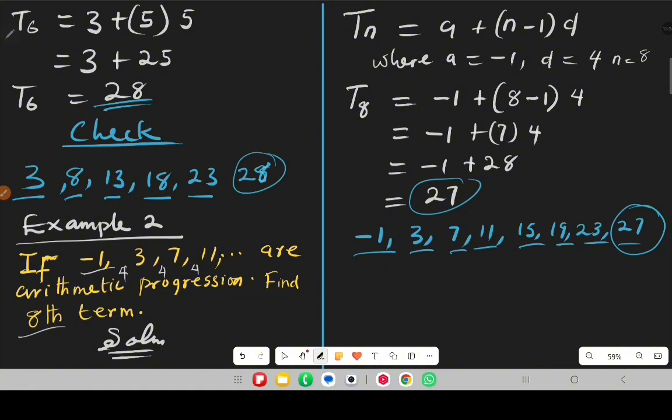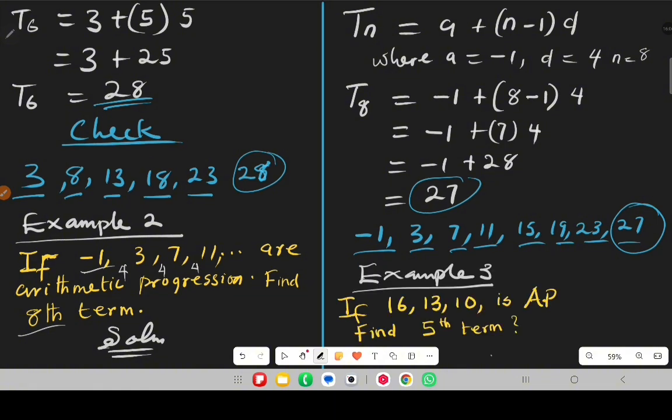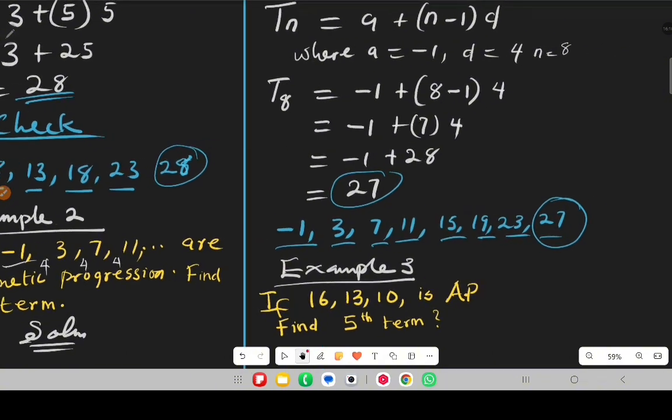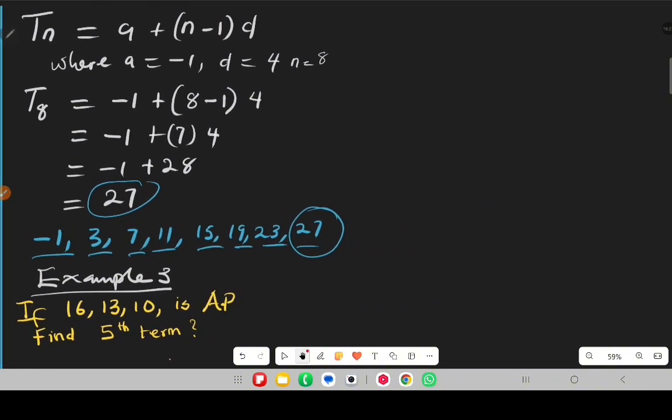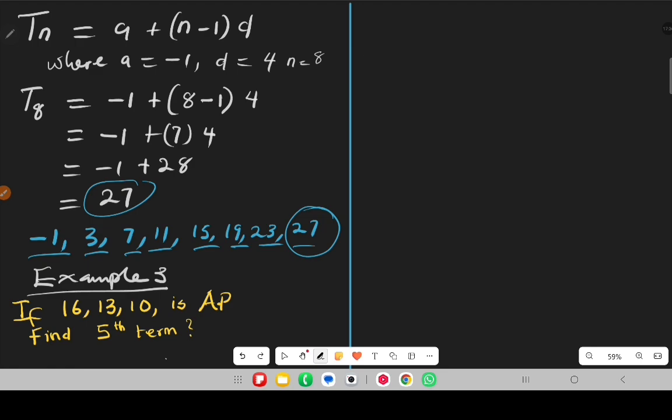Now let's move to example 3. Example 3 reads: if 16, 13, 10 is an AP, which is arithmetic progression, find the fifth term. Now we move further. In this example, we have a decreasing sequence. First, we write the formula, which is Tn equals a plus (n minus 1) times d, where a is equal to the first term, which is 16, and d is the common difference.